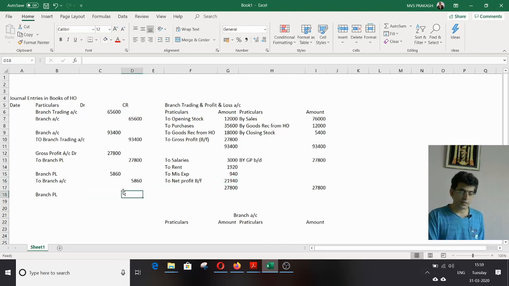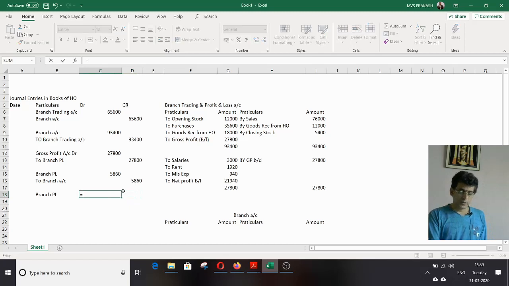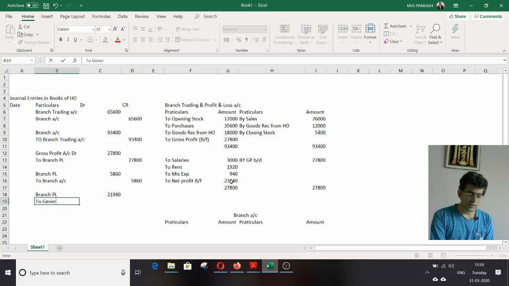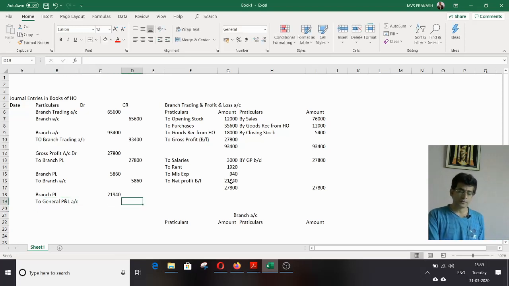So let me put it here. 21,940 is the debit balance. This I have to debit. To what? To general profit and loss account. So ultimately this has been transferred to the profit and loss account of the head office. Done. So the ultimate purpose is done. Now the profit of branch has been brought into the books of the head office.